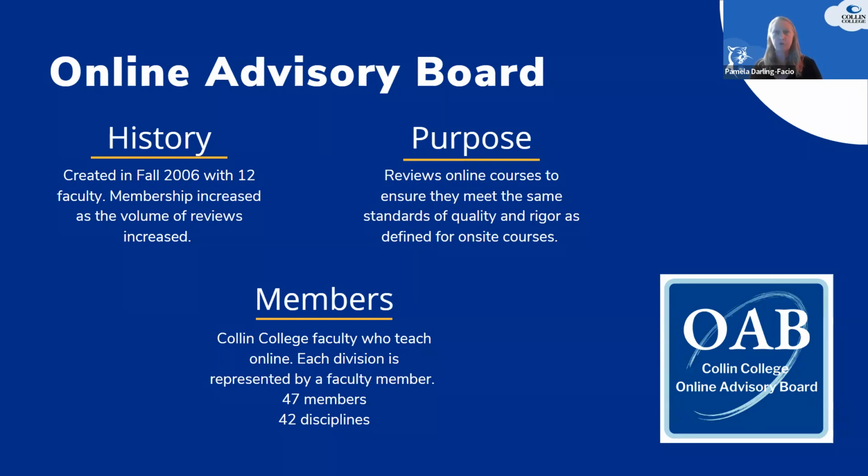The purpose was to review online content to ensure that it had the same quality and rigor as an on-site course. Currently, we have 47 members, and it's across 42 disciplines. With COVID, we obviously had to increase that membership and change the way we did some of the course reviews. One thing that we started doing when COVID hit was only reviewing fully online courses. We didn't have time at that point to look at a course that was hybrid or blended. We could only really look at the online. We're hoping to be able to go back to looking at hybrid courses in the fall of 2022, but we're going to have to see what our status is at that time.